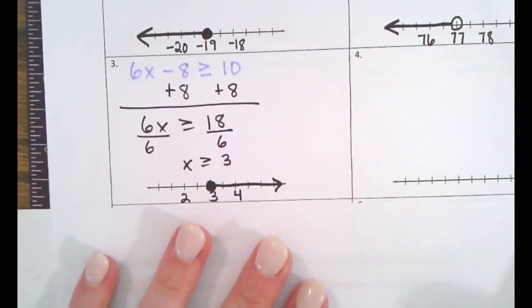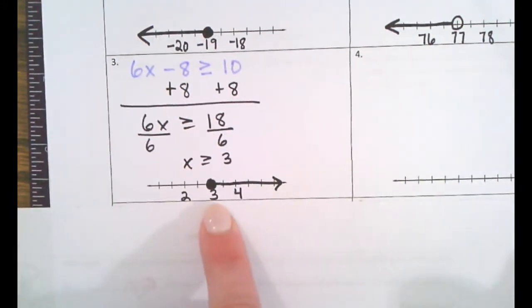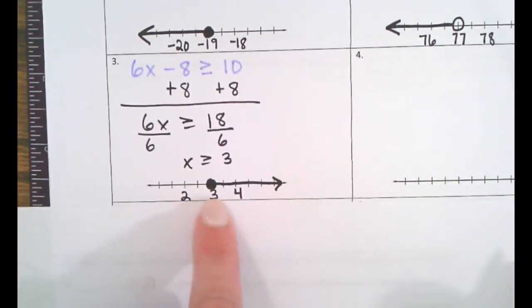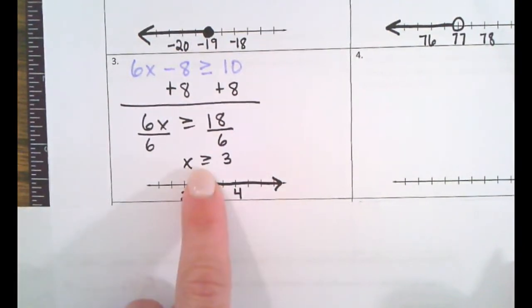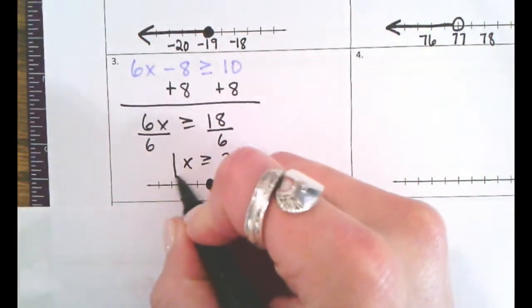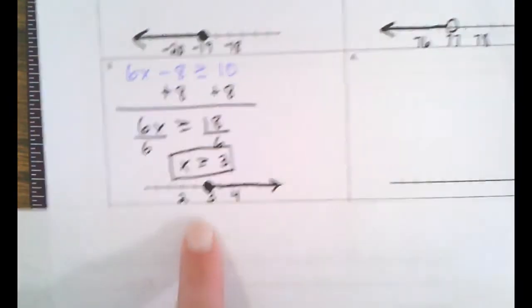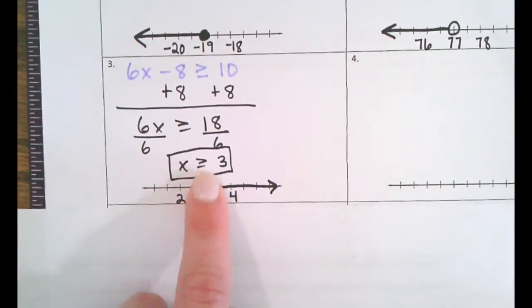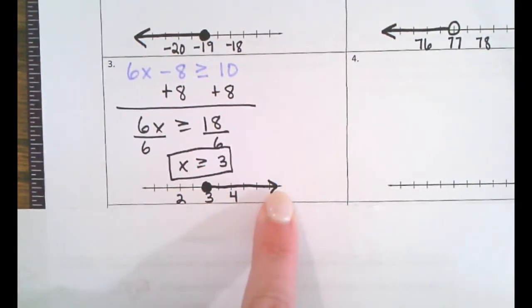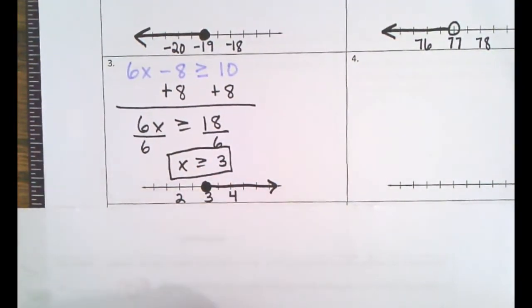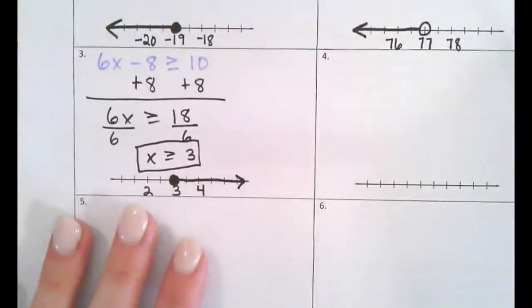Graphing on my number line, I wanted at least 3 numbers on my number line, so I put 2, 3, and 4. Closed circle on 3 because it was equal to at 3, but then it was greater than or equal to 3, so any other value greater than 3 as well. All right, let's move on to number 4.